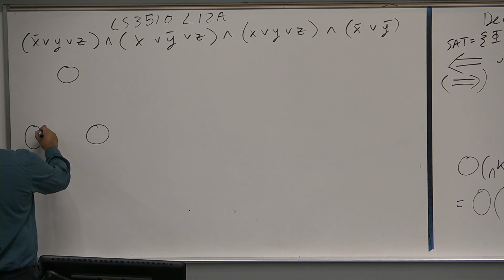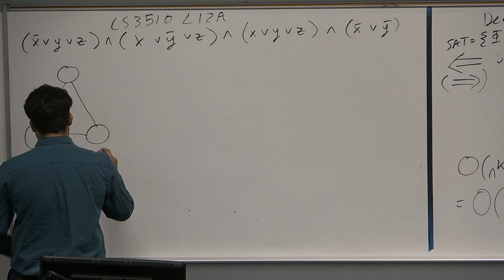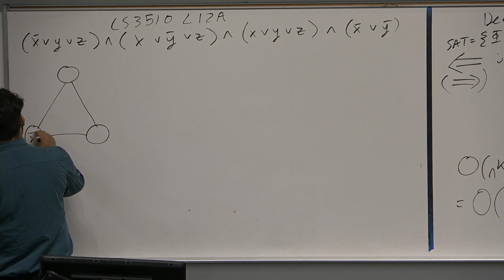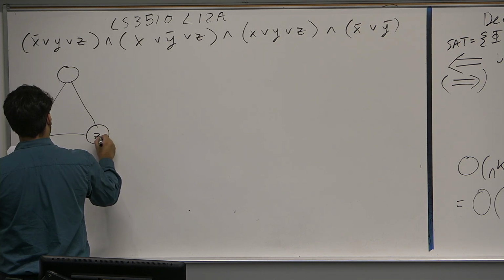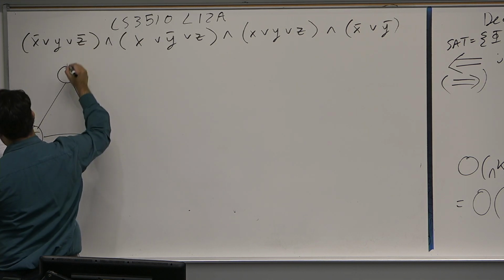What we do is we create a triangle per clause. And we label these as follows. Oh, this should be that. And why?